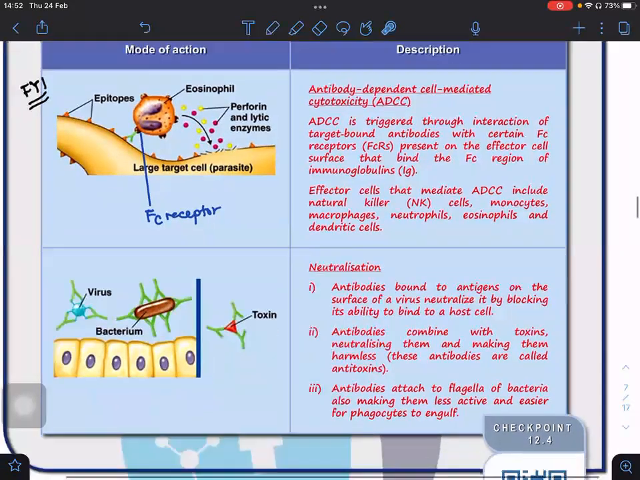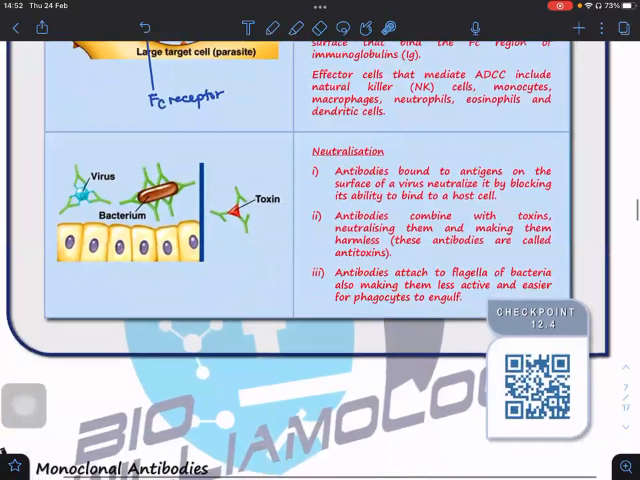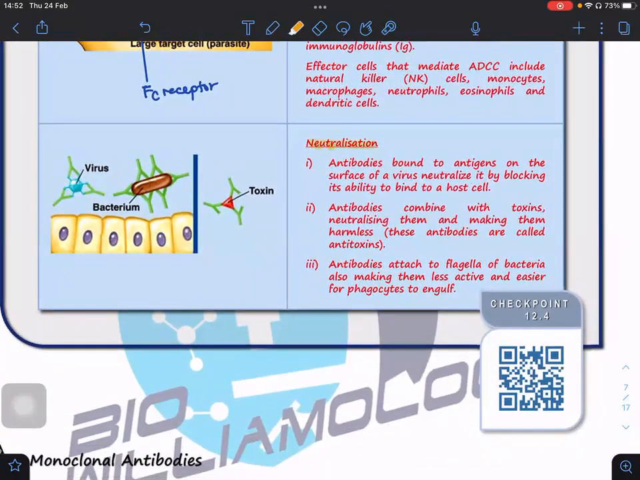The last one you need to know, highlight, is neutralization. Basically, just now I said that viruses, bacteria, toxins can interact with the host cell surface membrane and give us trouble. Are you clear? So what we can do is neutralize them. Basically, how to neutralize them? We get the antibody to bind.